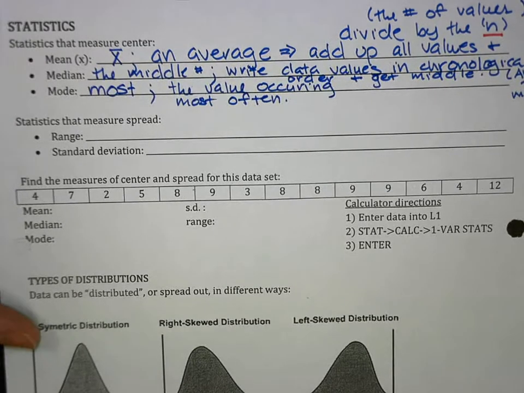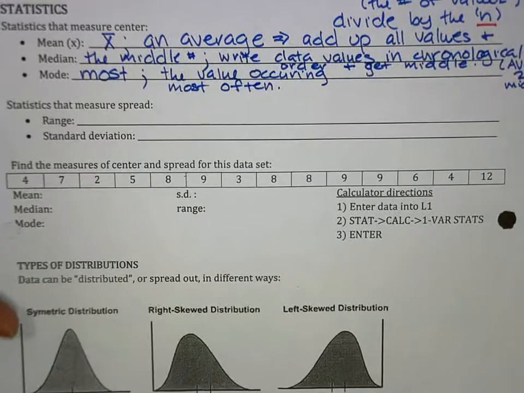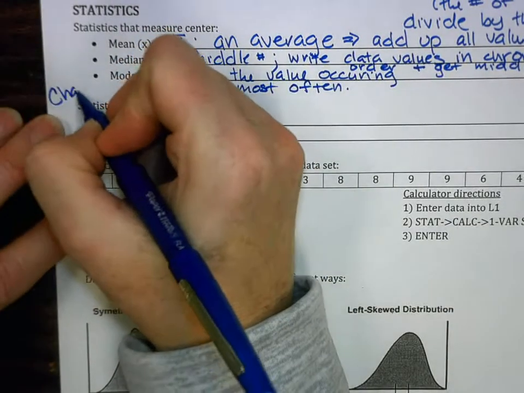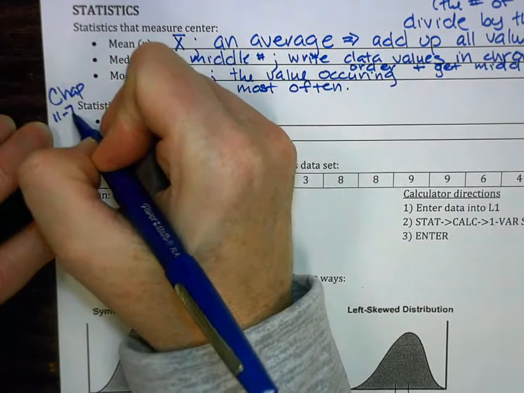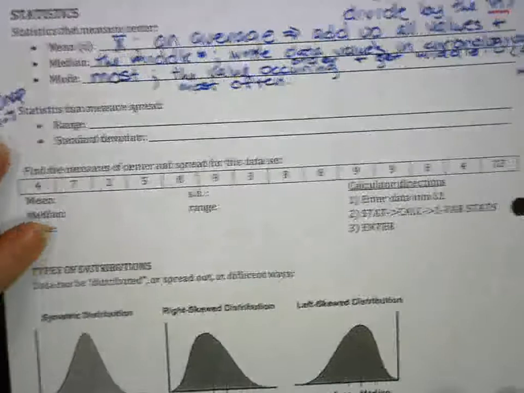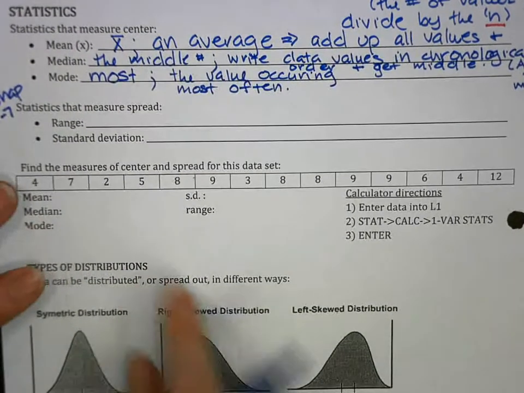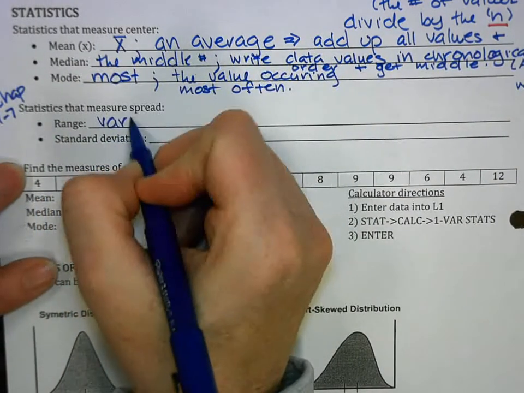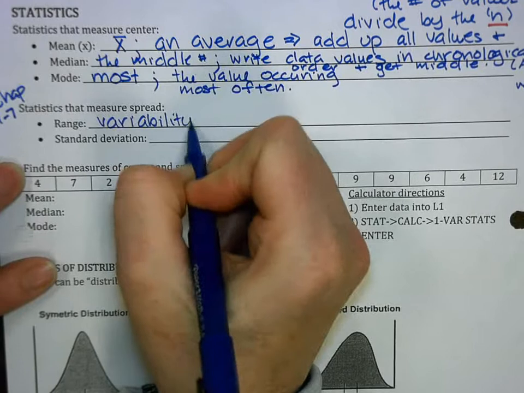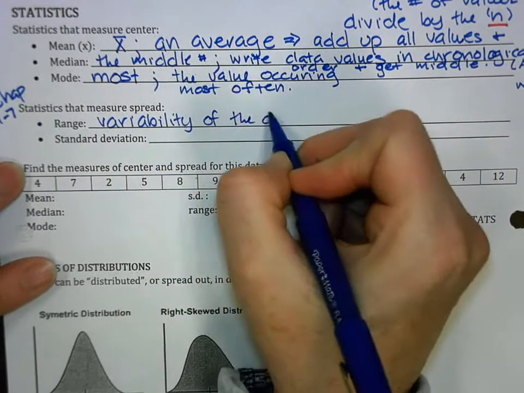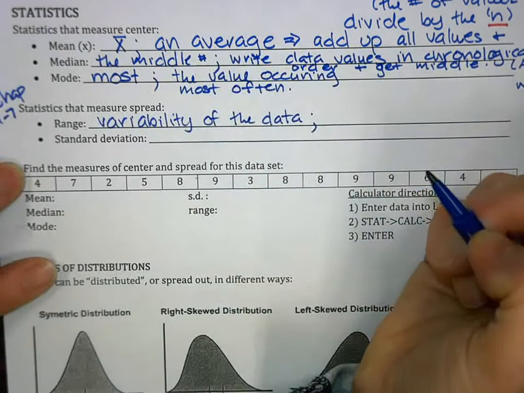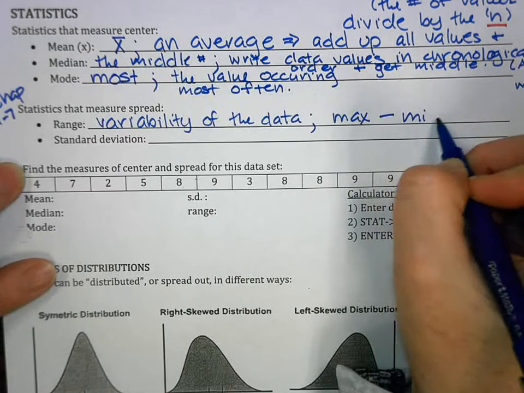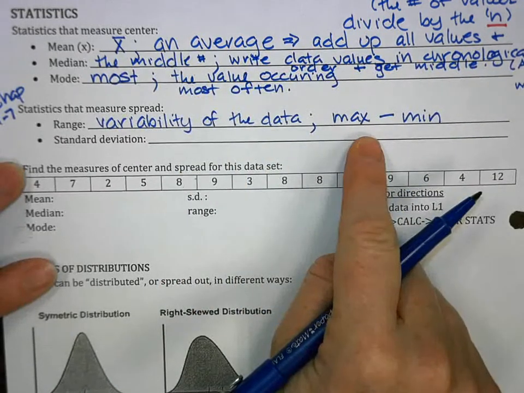Okay, range. We've got range and standard deviation. Now just for your reference, all of this material is in chapter 11, if you want to get more examples or read more in depth. Okay, range. We know this. This is another word we've been using for variability of the data. How do we get it? It is the maximum value minus the minimum value. So what is the range of the data?